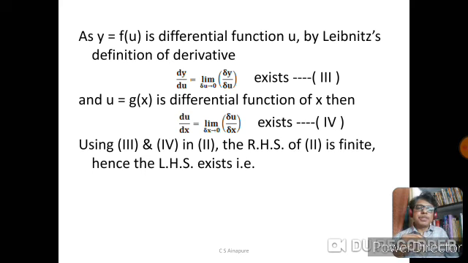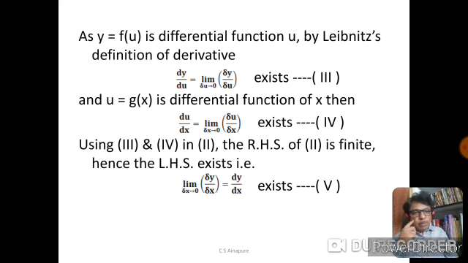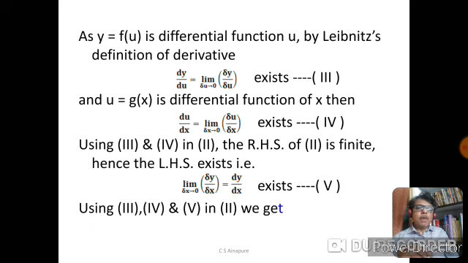And what is on the LHS? It is limit delta x tends to 0, delta y by delta x. But by Leibniz definition, what is it? It is dy by dx, and by the above two relations, this limit also exists. Now, as these three are existing, we can replace the limits by the notations of derivatives. These derivatives are existing. So, we will use equations 3, 4 and 5 in equation 2.